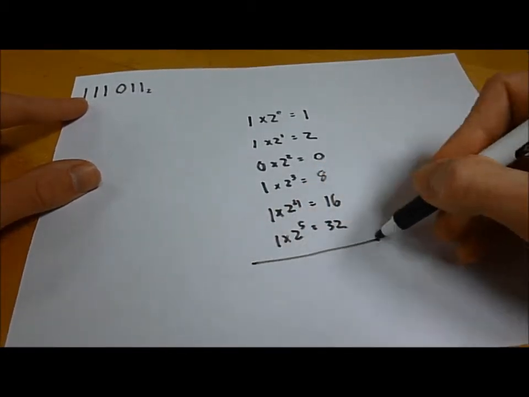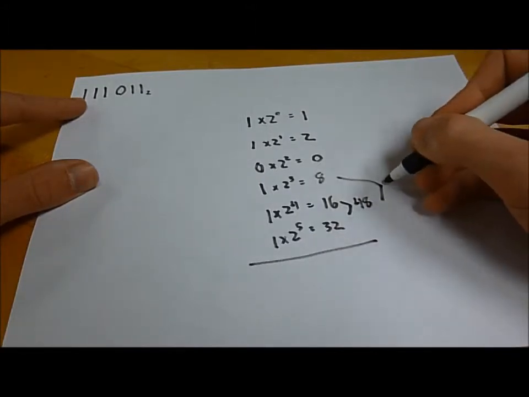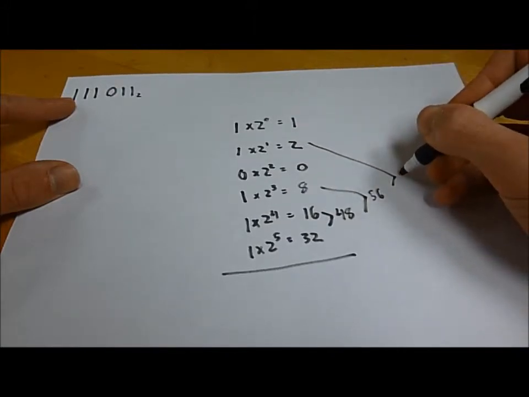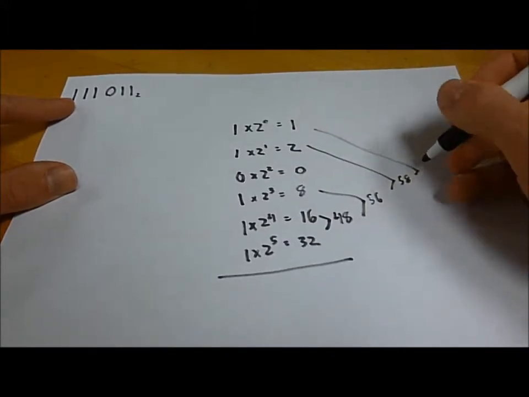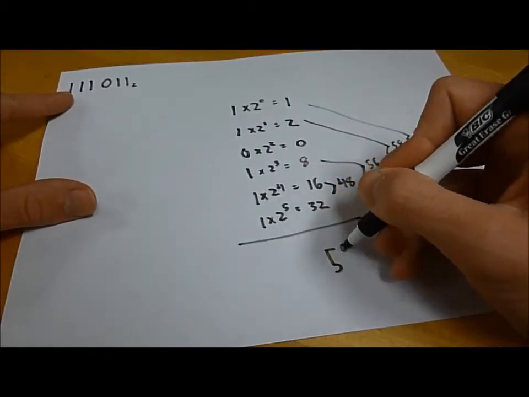We add these numbers all together. 16 and 32 will get 48. 48 and 8 will be 56. 56 plus 2 is 58, and 58 plus 1 is 59. So our number is 59.